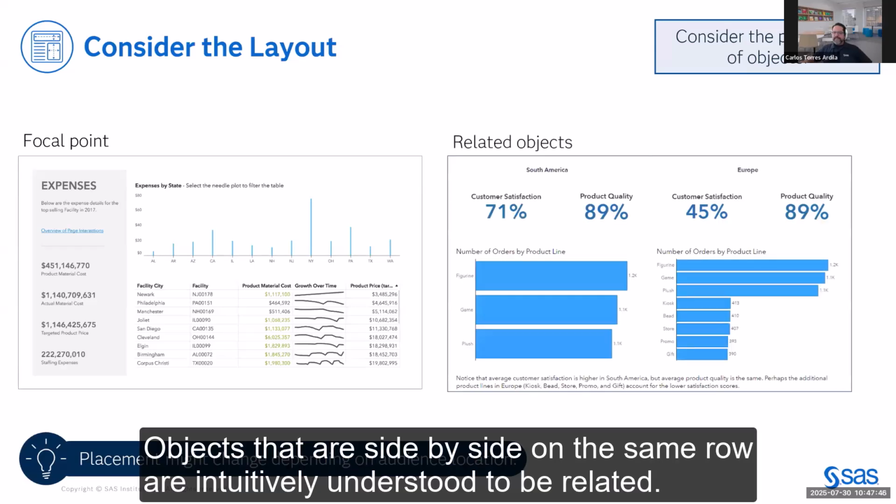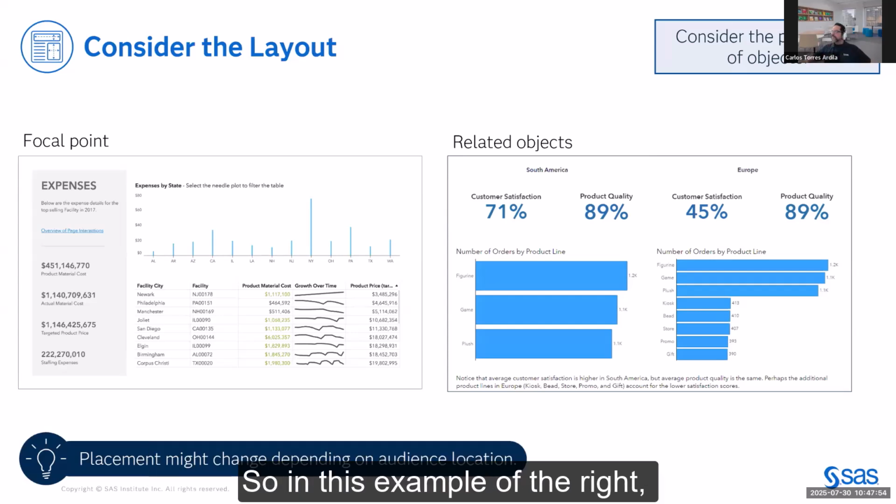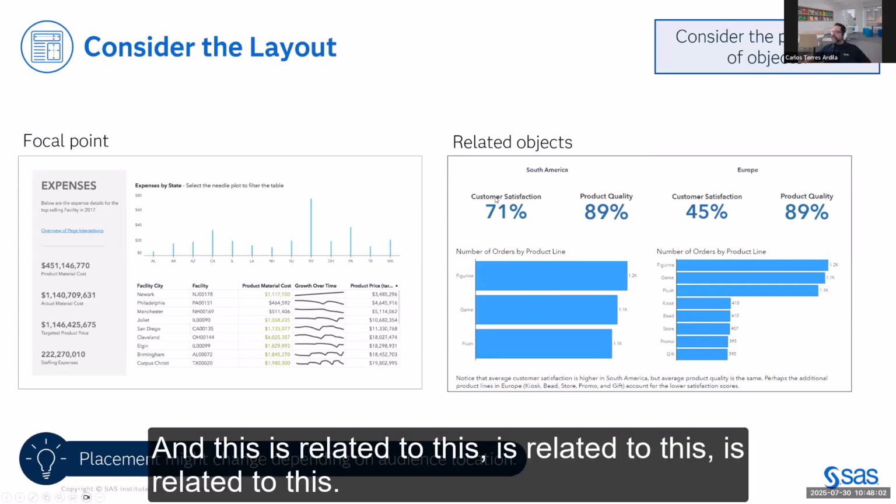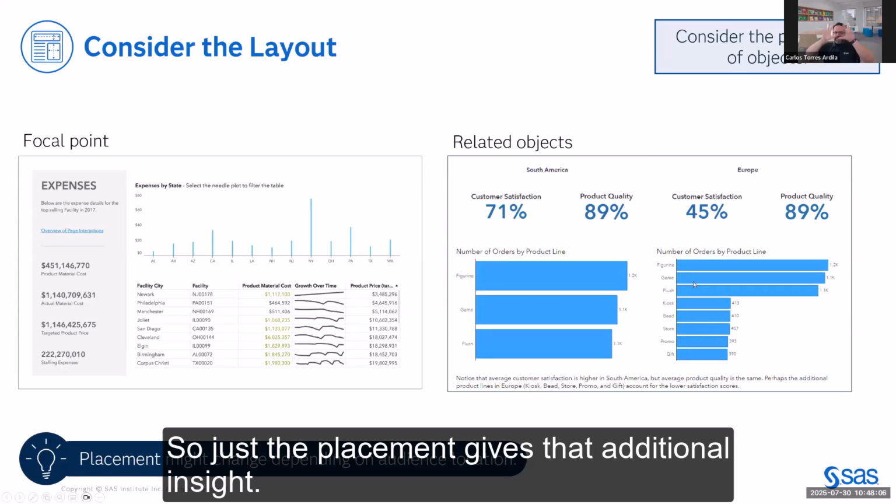Objects that are side by side on the same row are intuitively understood to be related. So in this example on the right, we have information about South America and information about Europe, and this is related to this, this related to this, this related to this. So just the placement gives that additional insight.